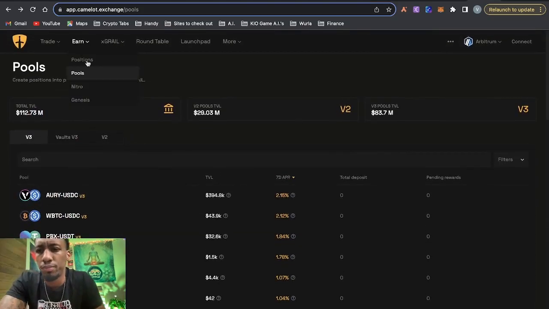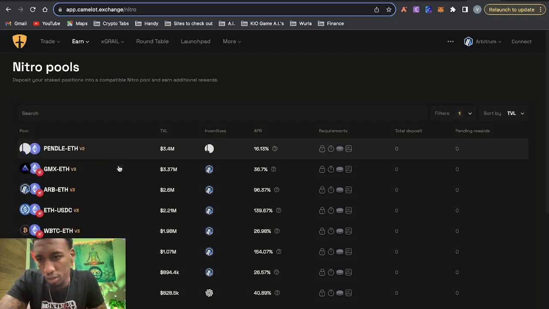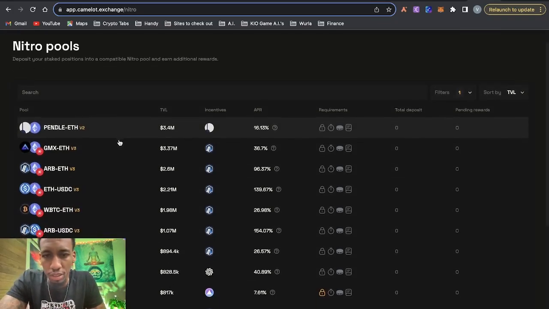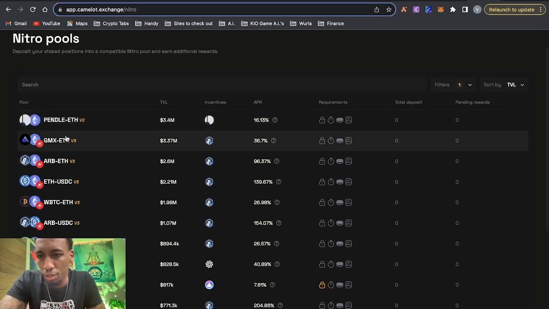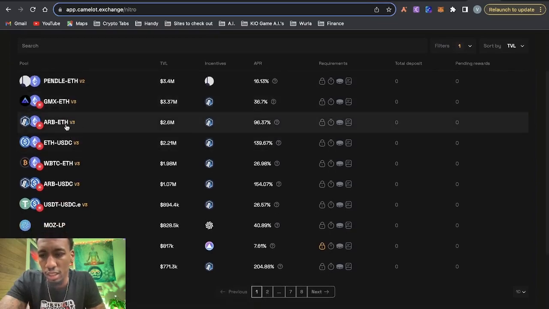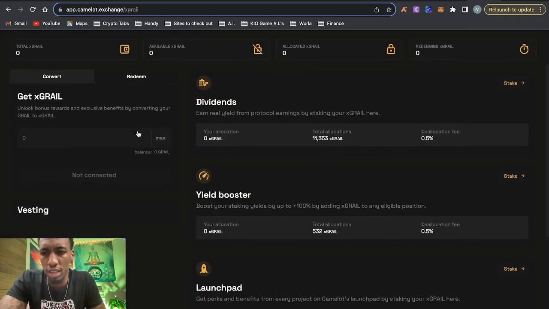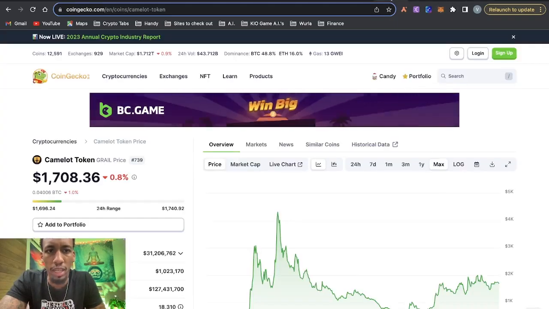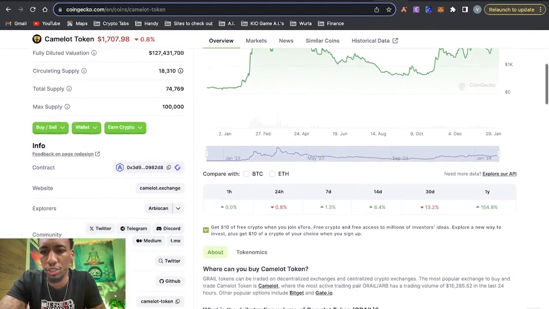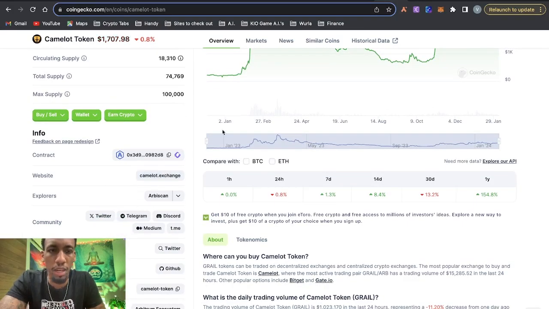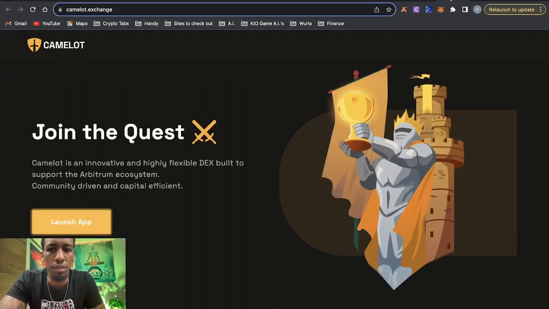Okay, let's look at the Nitro pools, and these are the pools that can have a permissionless partnership. So we already looked at the Pendle one, you got GMX. These are all like Gamma pools here. If you go here, you click XGRL. This is how you get XGRL. If you want to buy it, you can buy it on the Camelot exchange. You just go to CoinGecko, come here, get the contract address, and you can buy it.